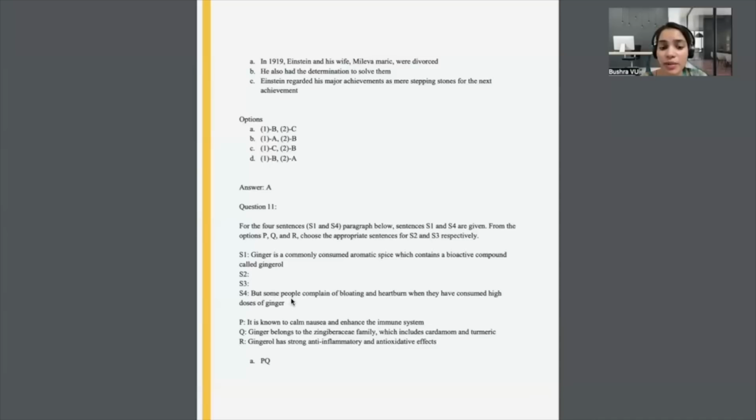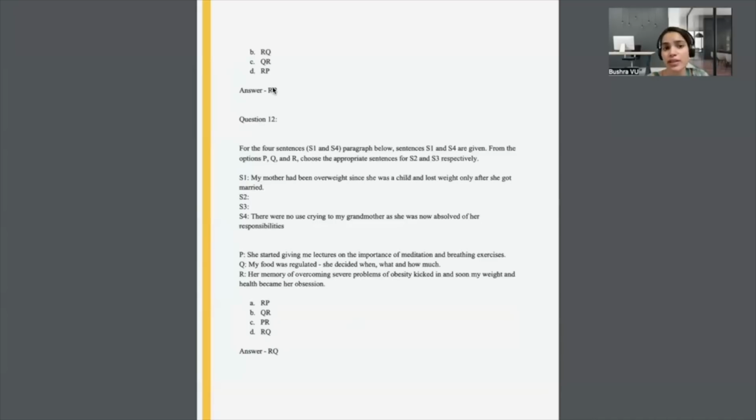And finally, if you try to backtrack, but some people complain of bloating and heartburn when they have consumed high doses of ginger. So the last sentence is talking about bloating, heartburn. Bloating, nausea, heartburn, immune system, they are somehow related. That's why the correct answer is RP. Let's check. Yes, the answer is RP.